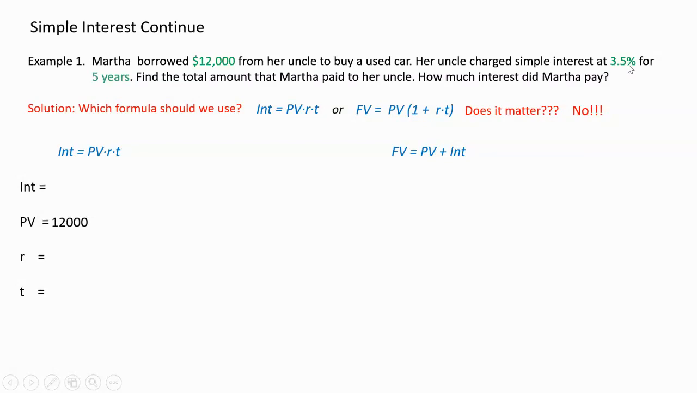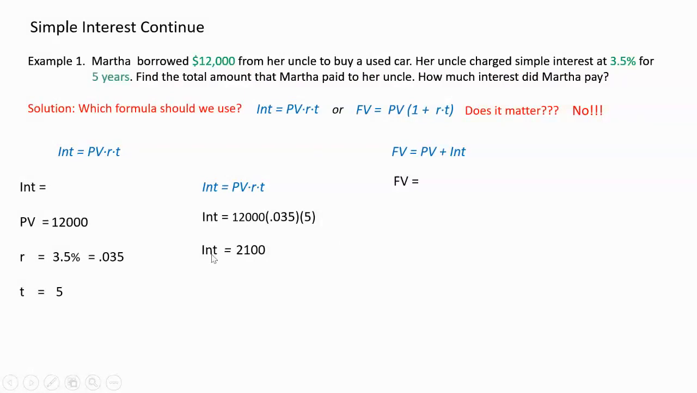The interest rate will be 3.5%, and the key number for the interest rate is always the number that has the percent symbol. So it gives us 3.5%, but remember, we have to convert it to a decimal. So we move the decimal point 2 places to the left, and we drop the percent symbol. So this is the correct decimal form. The time is 5 years, so we input 5 for the T, for the time. All we do is plug everything into the formula, and then use a calculator to get a result. So the interest earned was $2,100.